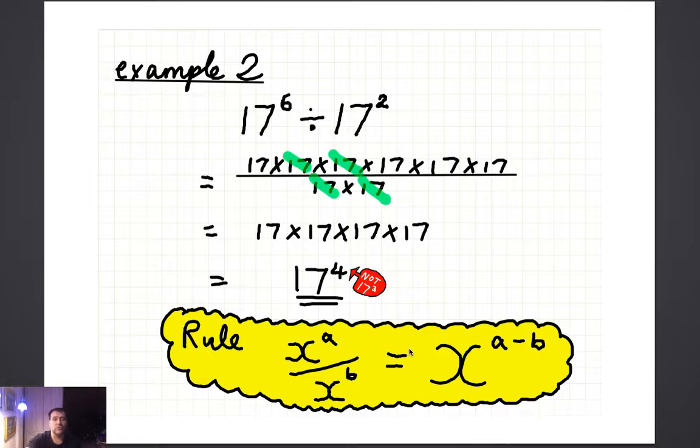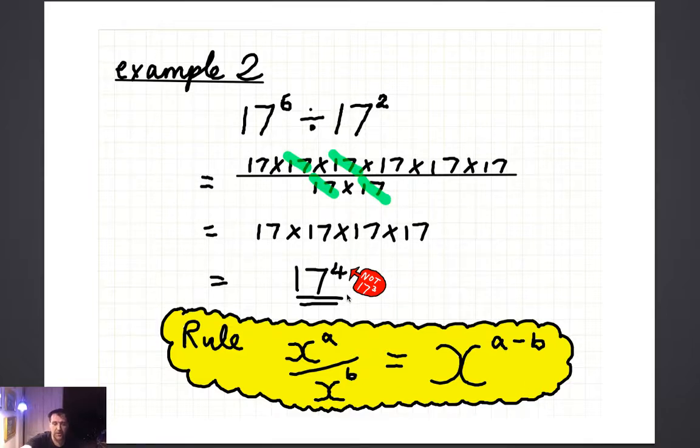So the general rule is that x to the power of a divided by x to the power of b is x to the power of a minus b. Or in other words, when you're dividing two powers of the same thing, like 17 to the power of 6 and 17 to the power of 2, the rule is to subtract the powers. Dividing two powers of the same thing, subtract the powers.